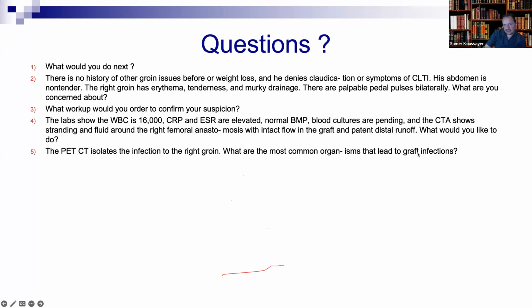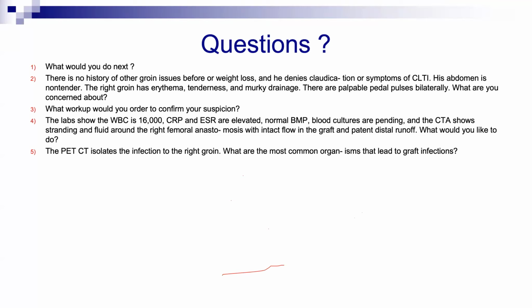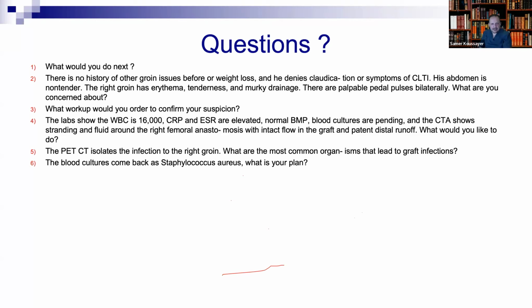What is the most common organism that leads to graft infection? Staph aureus in early graft infection. Staph epidermidis if it is late. Or maybe Candida, which is very rare. What else? E. coli, right? Don't forget E. coli, it's very common. Staph aureus, epidermidis, and E. coli are the most common. Candida is very rare. Okay, but the culture came back Staph aureus.